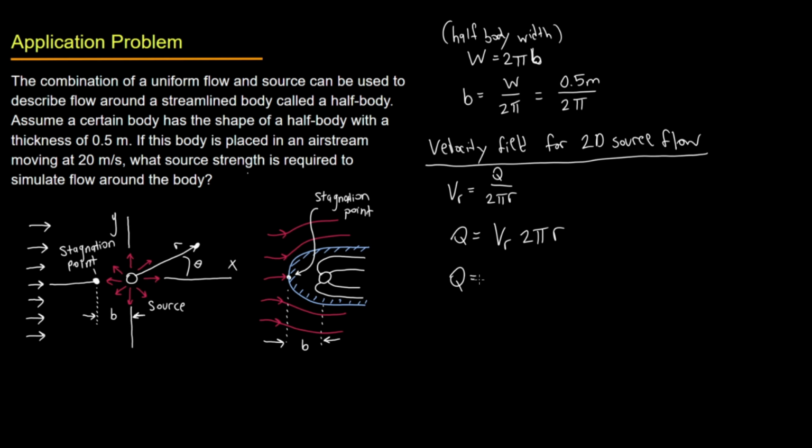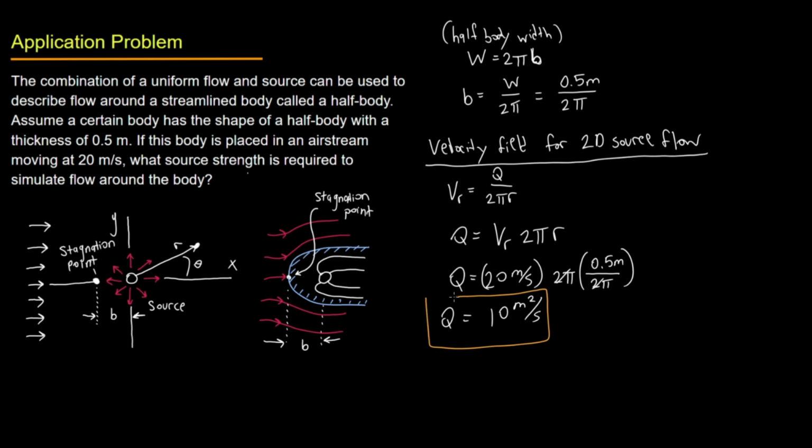Q is equal to 20 meters per second times 2 pi, and then R is 0.5 meters over 2 pi. And so the 2 pi's will cancel out. We have 20 meters per second times half. So we have 10 meters squared per second is the strength of the source required to produce this stagnation point representative of this half-body.